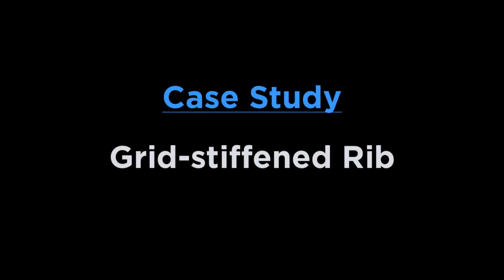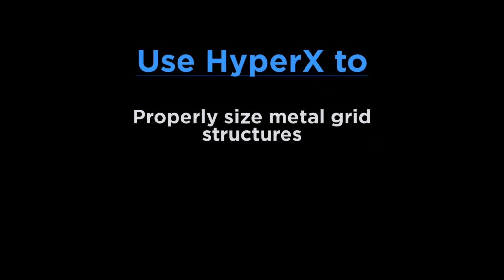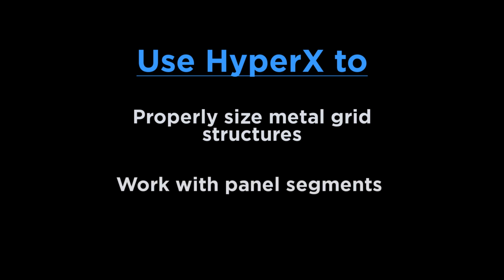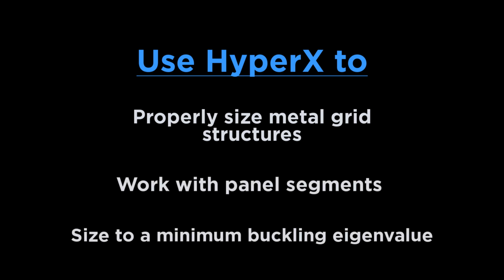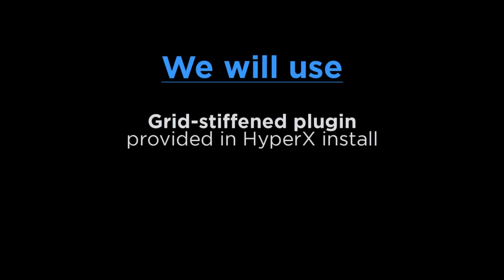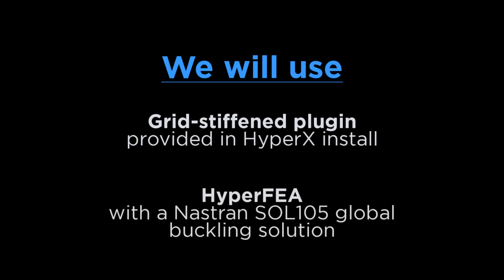Today's tutorial is going to take a look at a case study involving a grid-stiffened rib. By the end of the tutorial, you will be able to use HyperX to properly size metal grid structures, work with panel segments, and size to a minimum buckling eigenvalue. For this case study, we will make use of the Grid-Stiffened plugin for sizing metallic grid structures and HyperFEA to size the stiffener segments.